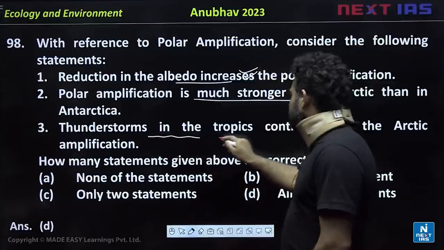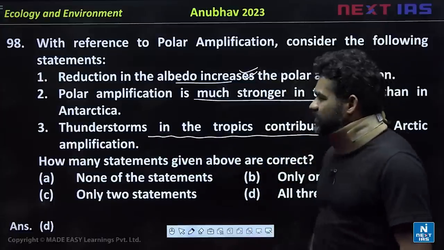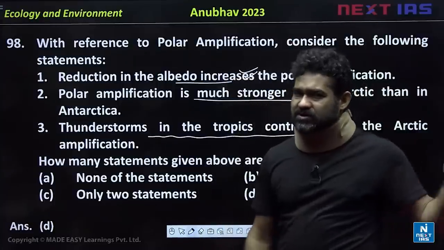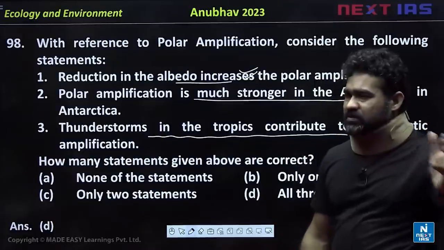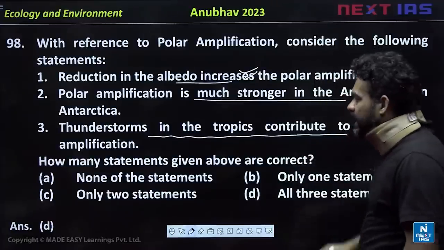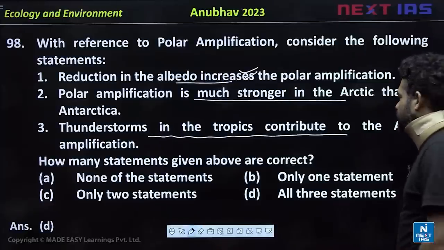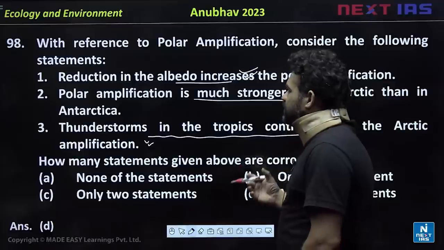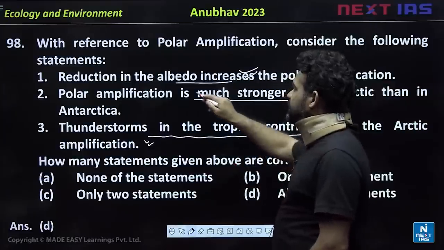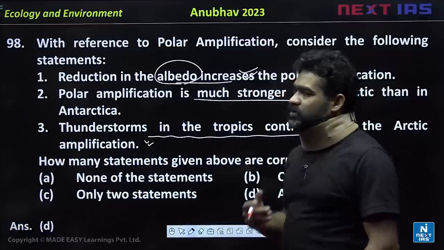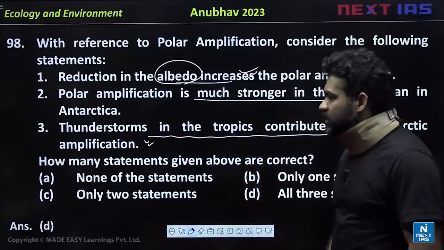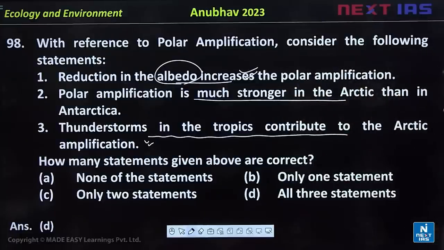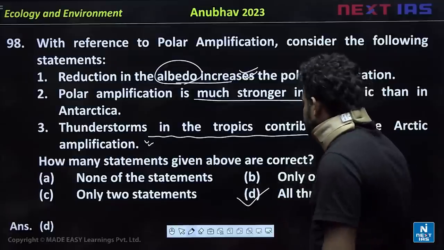And the thunderstorms in the tropics contribute to the Arctic amplification, yes. They take heat from those lower latitudes and contribute to its redistribution, and part of that goes towards the higher latitudes, so the thunderstorms in the tropics contribute to the Arctic amplification. Yes, they also do contribute. One big reason for the Arctic amplification is the decrease in albedo, because of the polar ice cap melting, because the ice cover over here is decreasing. So one is correct, two is correct, and three is also correct. So all three statements are correct. Answer would be D.